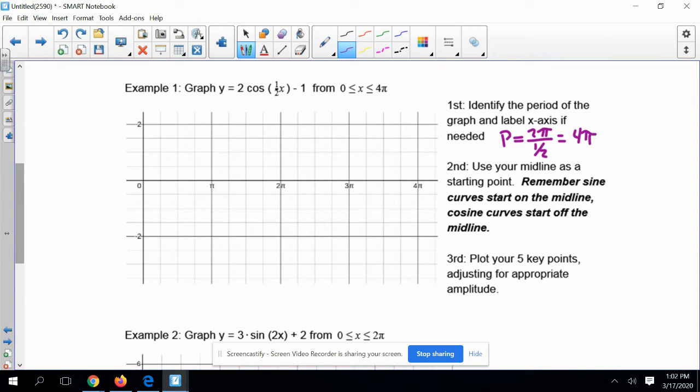That means our x-axis needs to be labeled by whatever 4 pi over 4 is, because we have those 4 sections of our graph. It needs to go up by pi. Conveniently, it already is labeled for us.